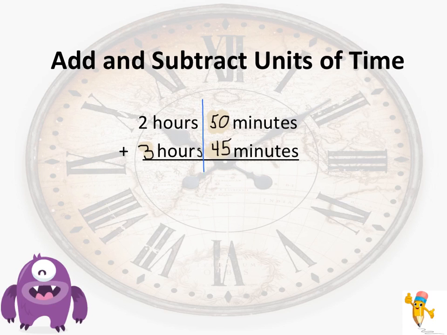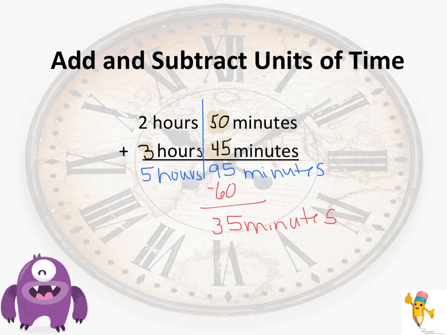All right, it's time to check how you did. 50 minutes plus 45 minutes is 95 minutes. And 2 hours plus 3 hours is 5 hours. Now, you didn't add wrong, but that's still not the correct answer. Don't forget, there's only 60 minutes in an hour. So if I subtract that 60 minutes from 95 minutes, I get 35 minutes. And that 60 minutes is equal to 1 more hour. So 5 hours plus 1 more hour is 6 hours and 35 minutes. So your final answer is 6 hours and 35 minutes.